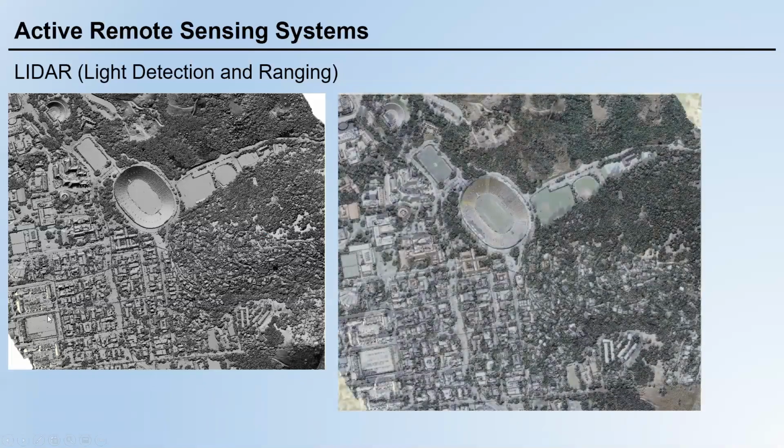And if we overlap a true color image on this LiDAR image, this is the result. Here we can see some of the objects are high, some of them are flat, and they have true colors. So this is a very accurate 3D map on a 2D plane.